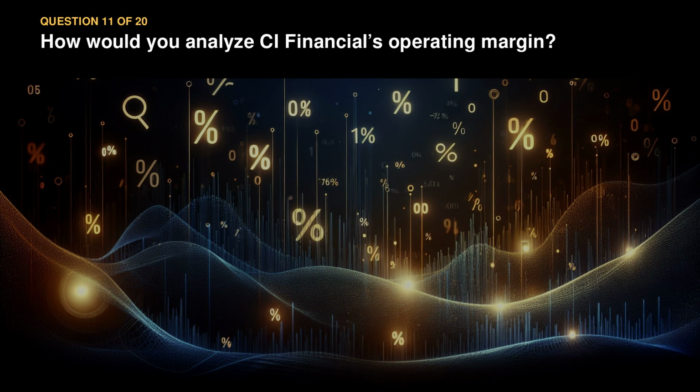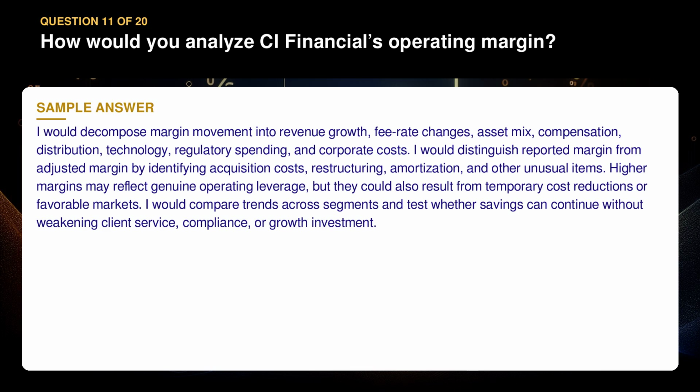Question 11. How would you analyze C Financial's operating margin? I would decompose margin movement into revenue growth, fee rate changes, asset mix, compensation, distribution, technology, regulatory spending, and corporate costs. I would distinguish reported margin from adjusted margin by identifying acquisition costs, restructuring, amortization, and other unusual items.